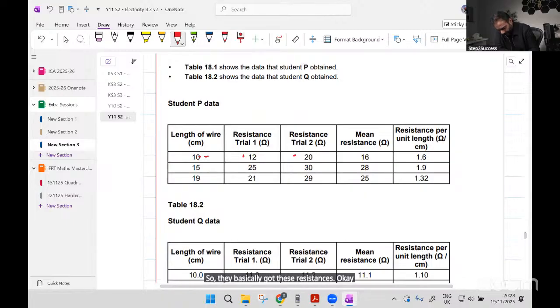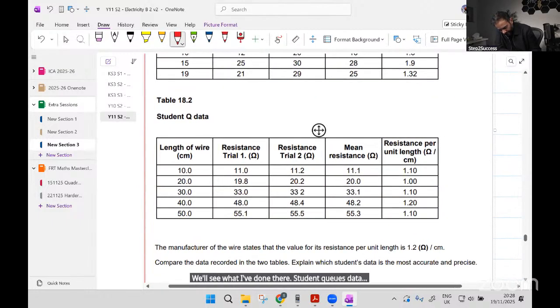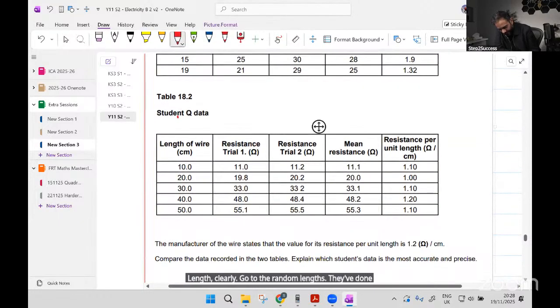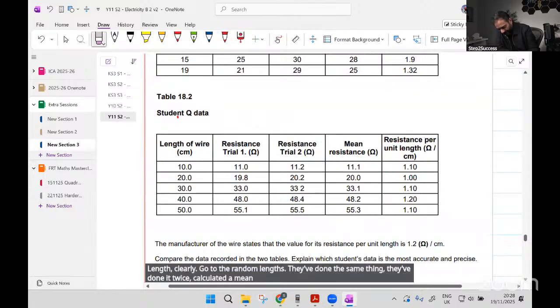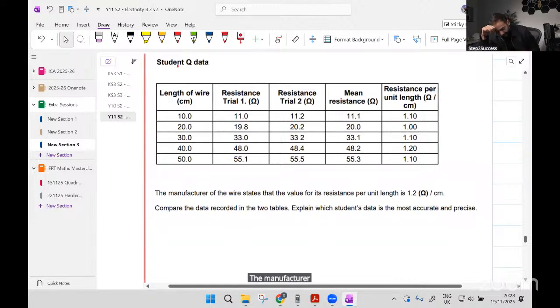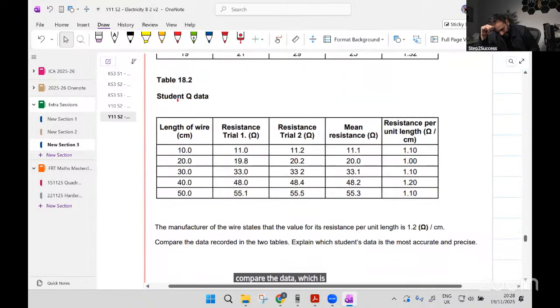Okay, right. Resistance per unit length, fine. We'll see what they've done there. Student Q's data. Okay, they've done more lengths, clearly. They've done some random lengths. They've done the same thing twice, calculated a mean, and then per unit length, they've got some values here. The manufacturer states that the value for its resistance per unit length is 1.2. Compare the data, which is more accurate and precise.